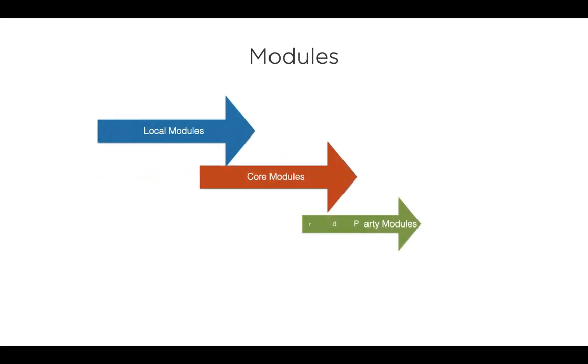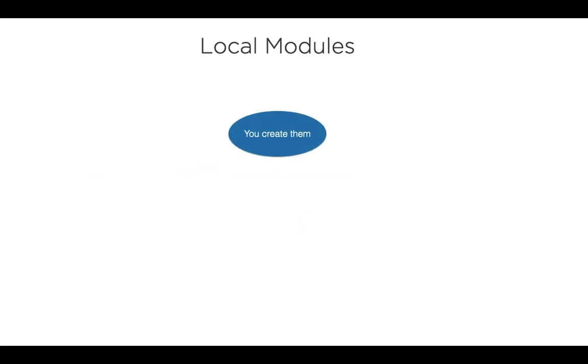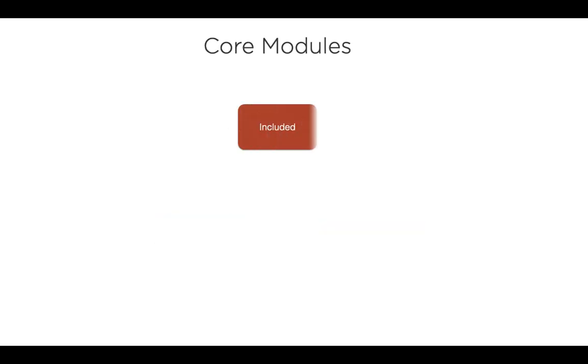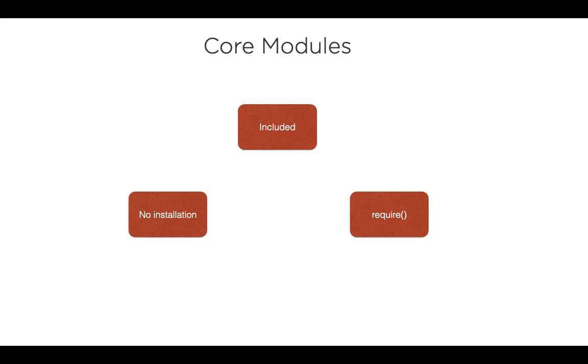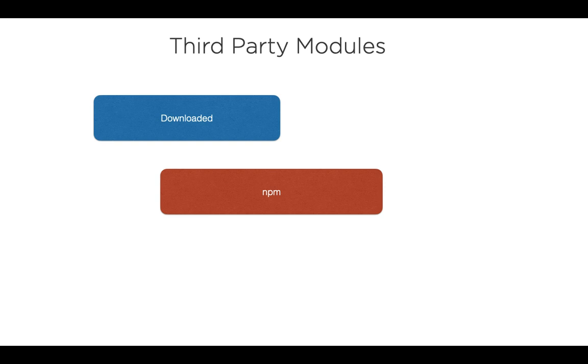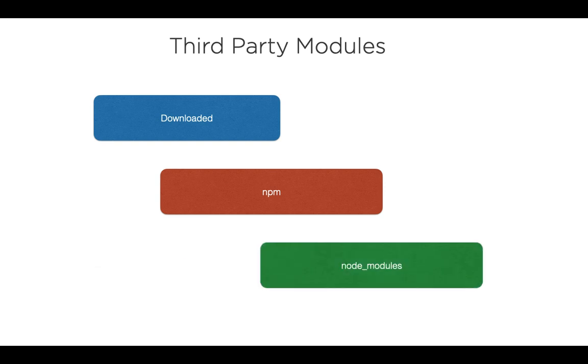Node.js includes 3 types of modules: local modules, core modules, and third-party modules. Local modules are modules created by yourself and stored locally. You can import them using the relative path. Core modules are included with Node.js and do not require installation. You can import them directly using the require command. Third-party modules are modules downloaded from package managers like npm. They are stored in the node_modules folder. We'll talk about all of these.